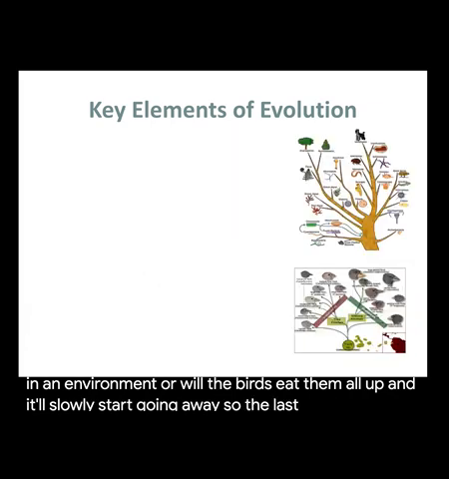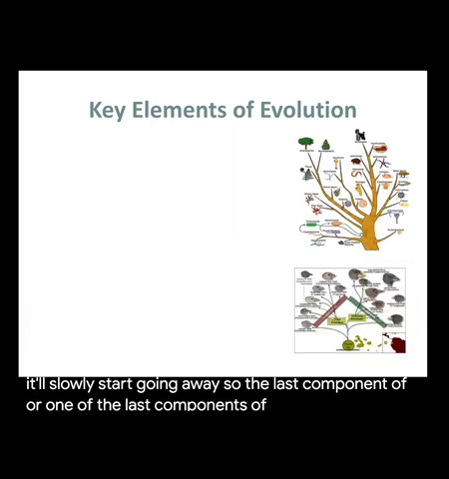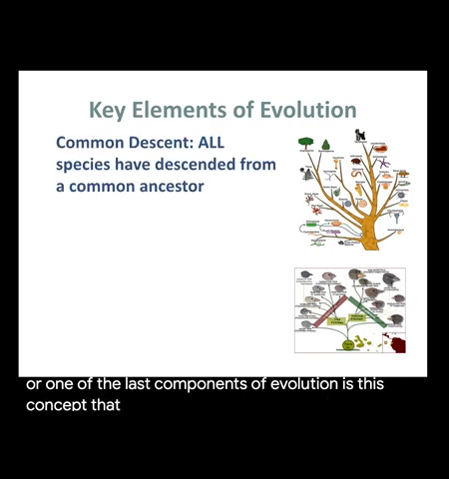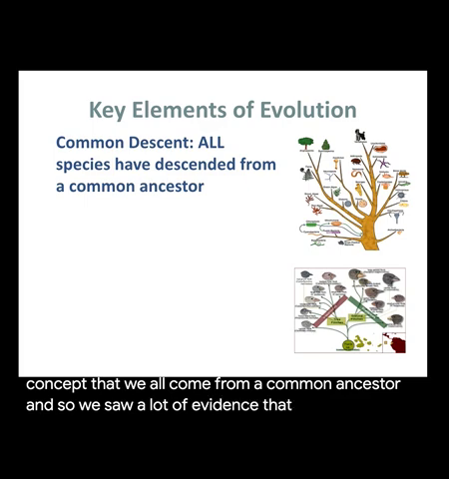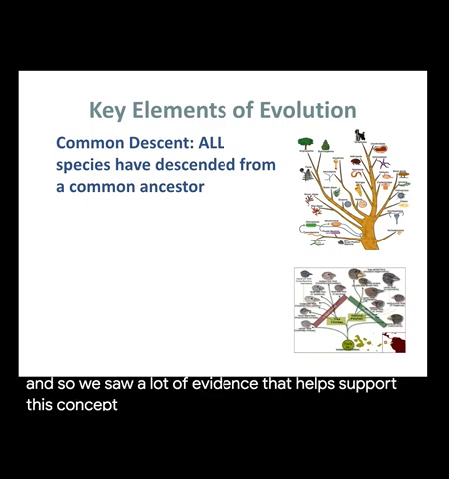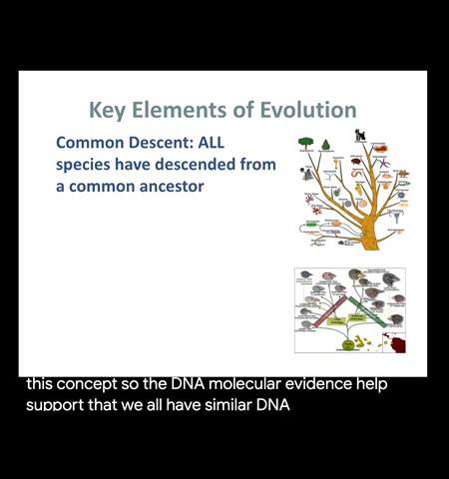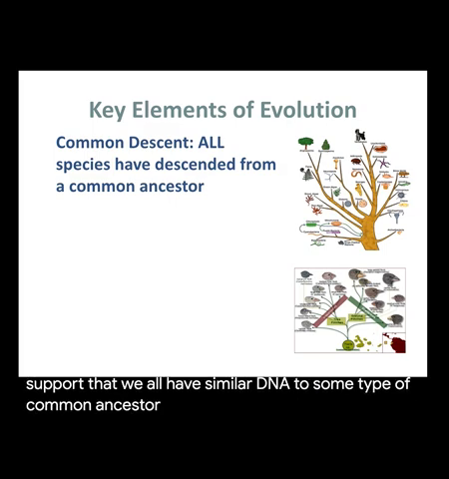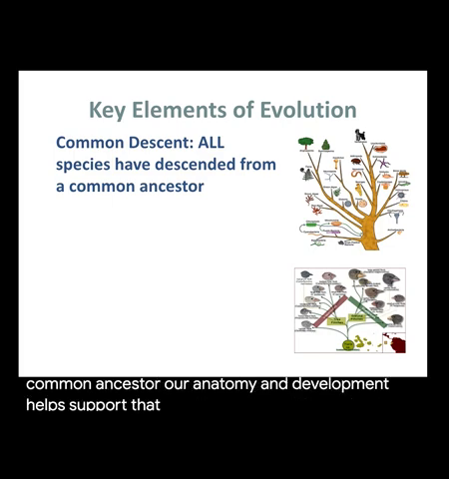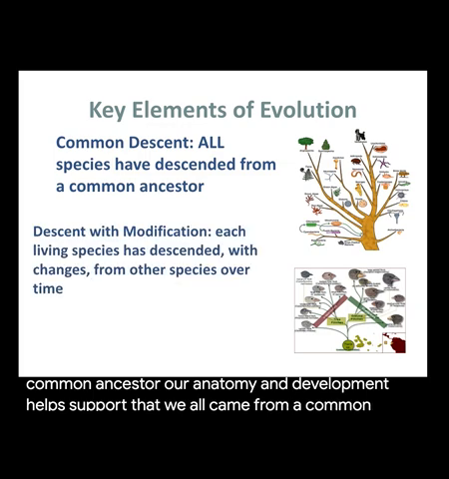So the last component, or one of the last components, of evolution is this concept that we all come from a common ancestor. And we saw a lot of evidence that helps support this concept. The DNA molecular evidence helps support that we all have similar DNA to some type of common ancestor. Our anatomy and development helps support that we all came from a common ancestor.